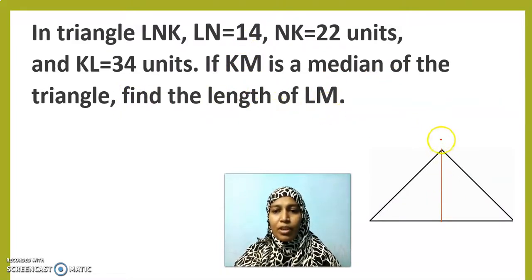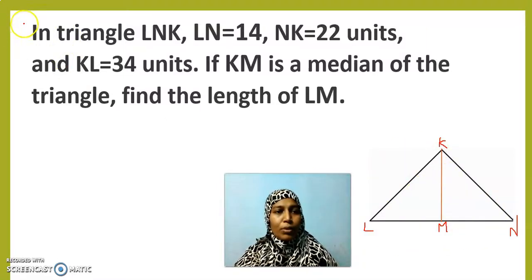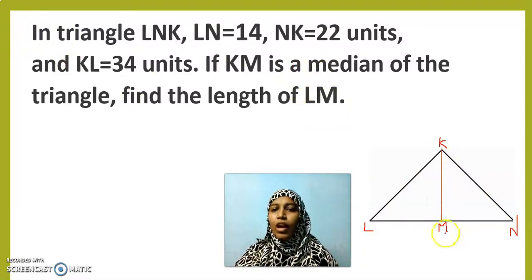KM is the median. See, I have drawn one median. So, this is going to be KM. And M is the midpoint of LN. If KM is the median, what are the other two vertices we will have? L and N. See here, in the exam, they will not give you any triangle. They will just give you questions in words alone. You have to draw this diagram. LNK is a triangle and KM is the median.